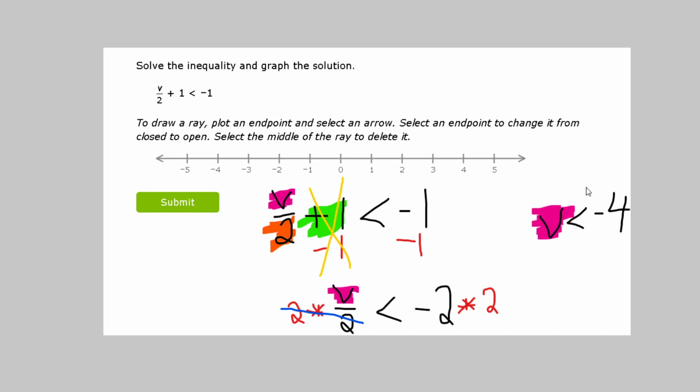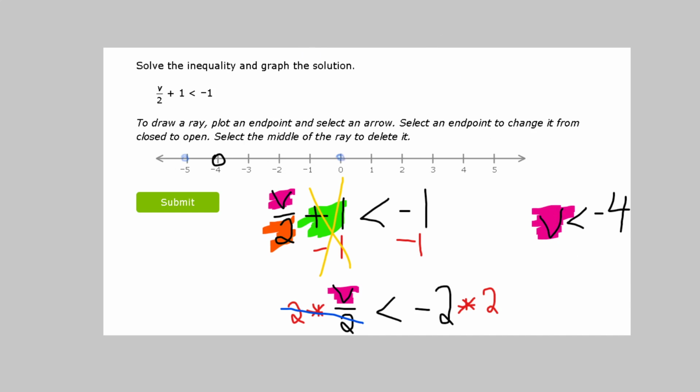Now we just need to graph it. So we have negative 4, and we need an open circle because there's no line. So we leave this open. Now let's decide which way it should go. Let's see, let's try 0. Let's try negative 5.